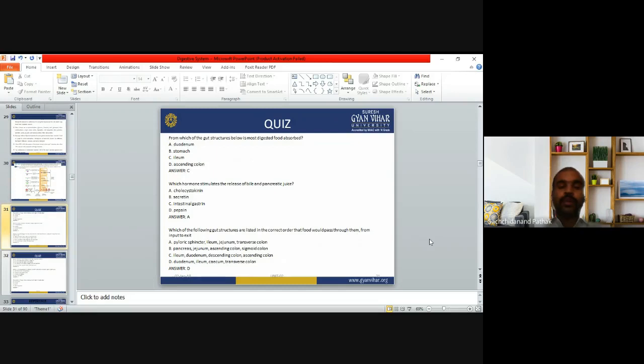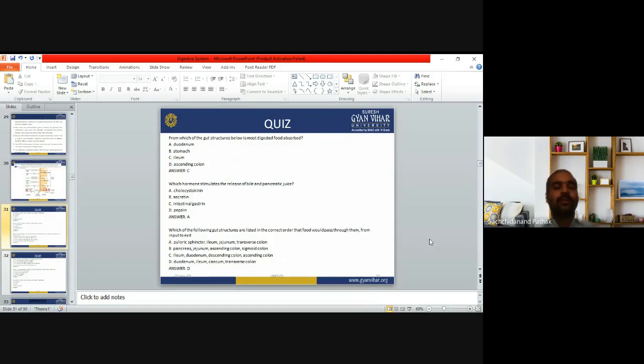First option: pyloric sphincter, then ileum, then jejunum, then transverse colon. Or food first comes in the pancreas, then goes to jejunum, ascending colon, then sigmoid colon. Or food comes from the ileum to duodenum to ascending colon. Or food first comes to the duodenum, then ileum, then cecum, then transverse colon. So you have to choose which one is the correct order.